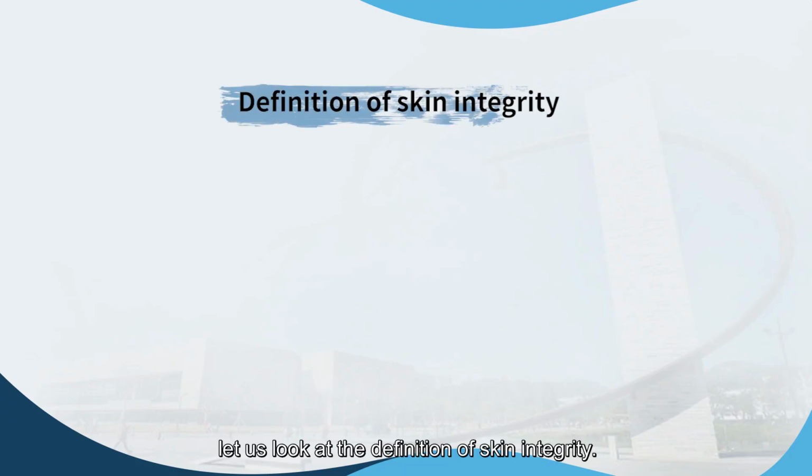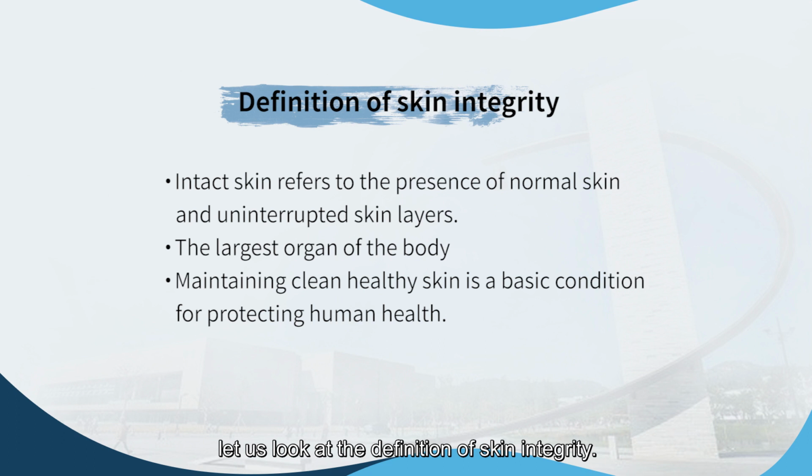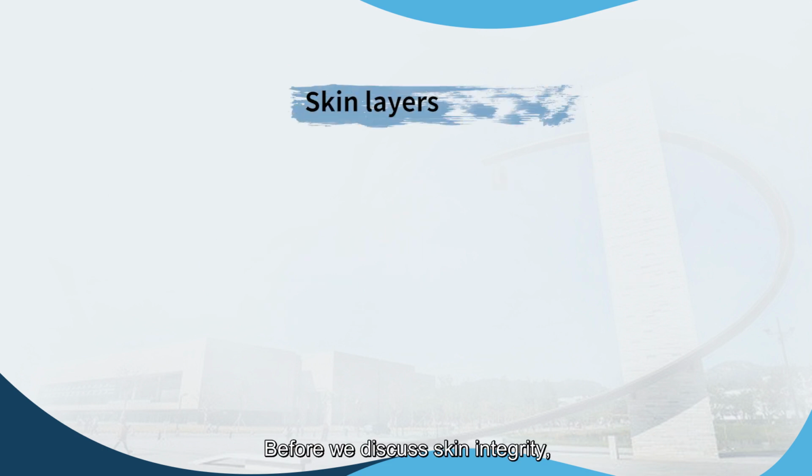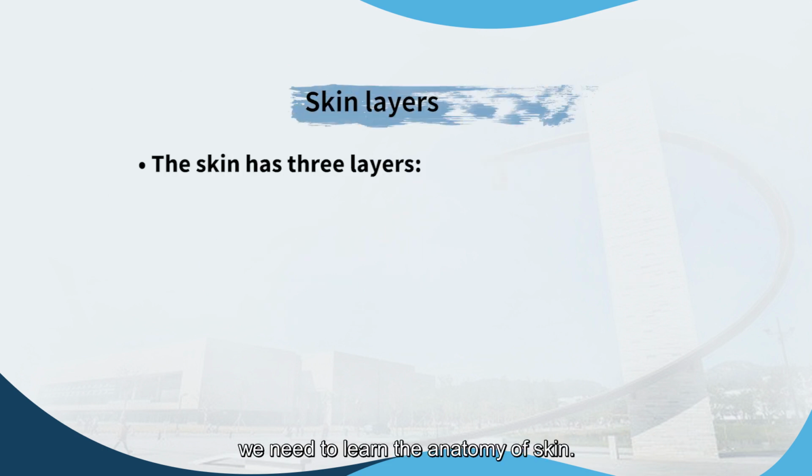First, let's look at the definition of skin integrity. Intact skin refers to the presence of normal skin and skin layer uninterrupted by wounds, covering 1.5 to 2 square meters. Skin is actually the largest organ of the body. Maintaining skin cleanliness is a basic condition for protecting human health. Before we discuss skin integrity, we need to learn the anatomy of the skin.